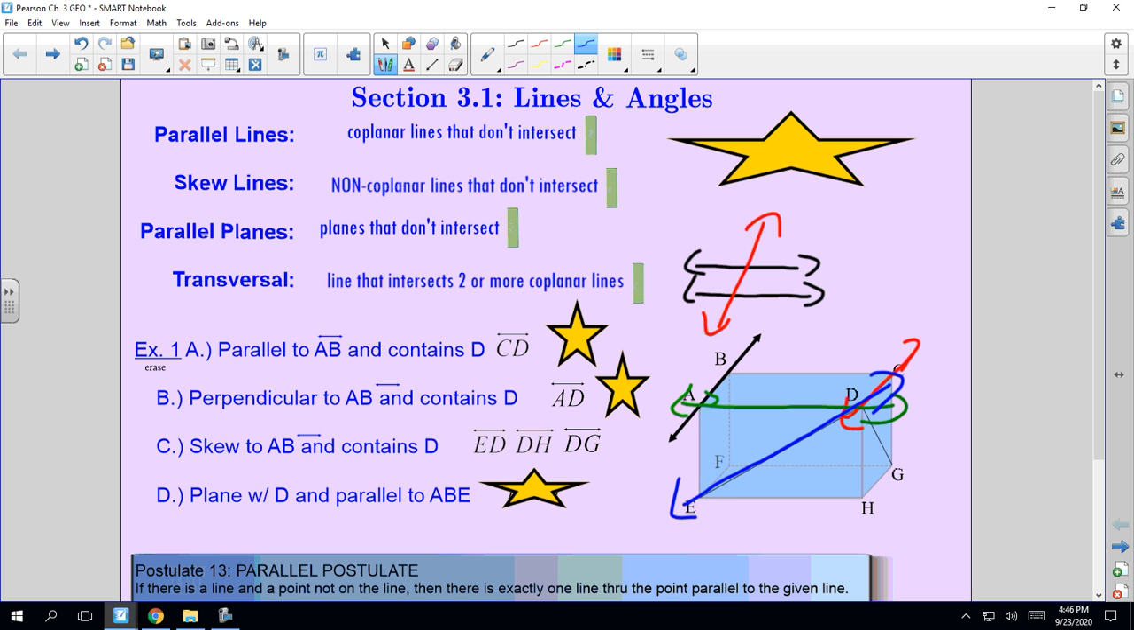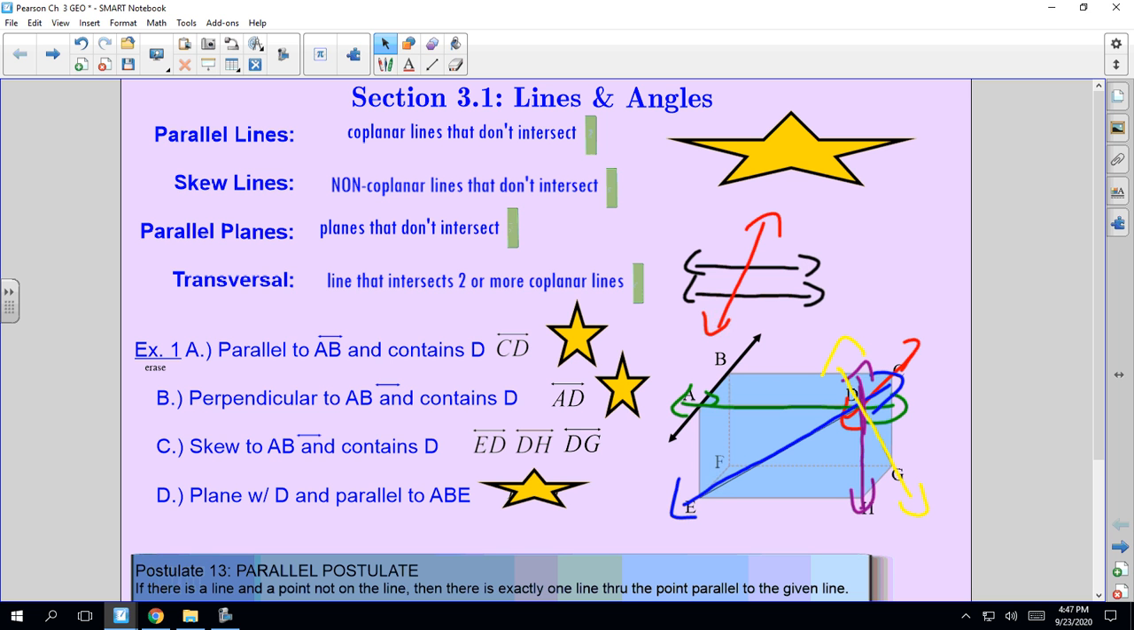DH is another one. I'll do that in purple here. So DH is skew to AB. They will never cross because they're in different planes. And then finally, DG is another option here. DG comes right on through here. Those are skew. They will never cross because they are in different planes.